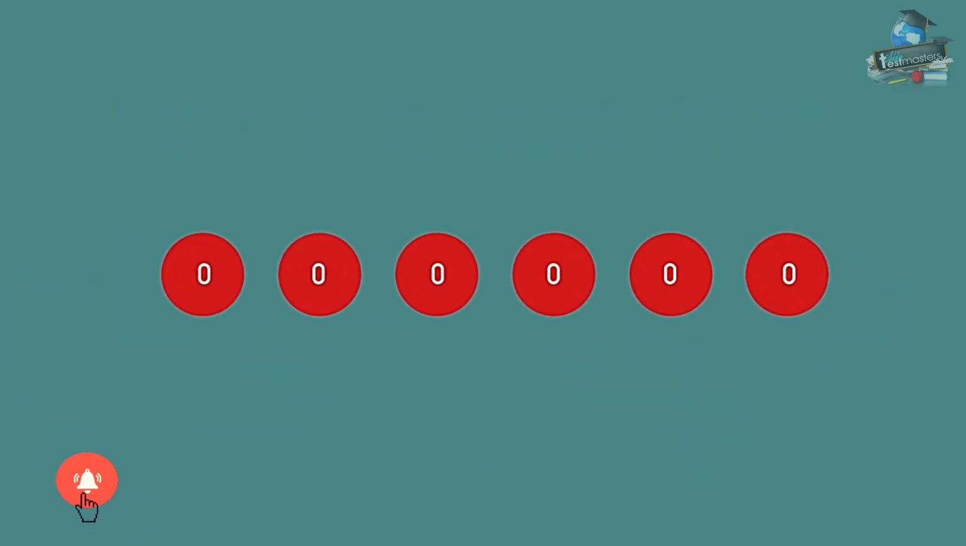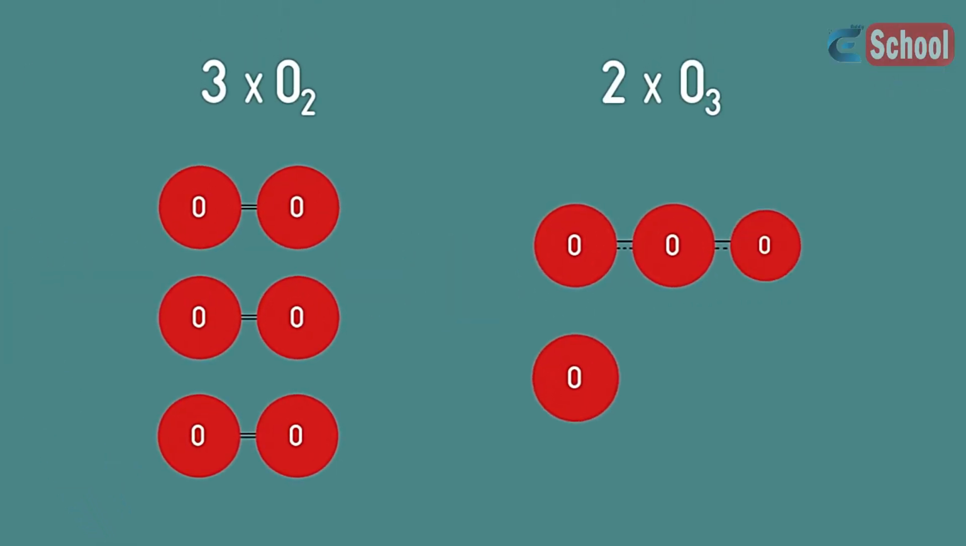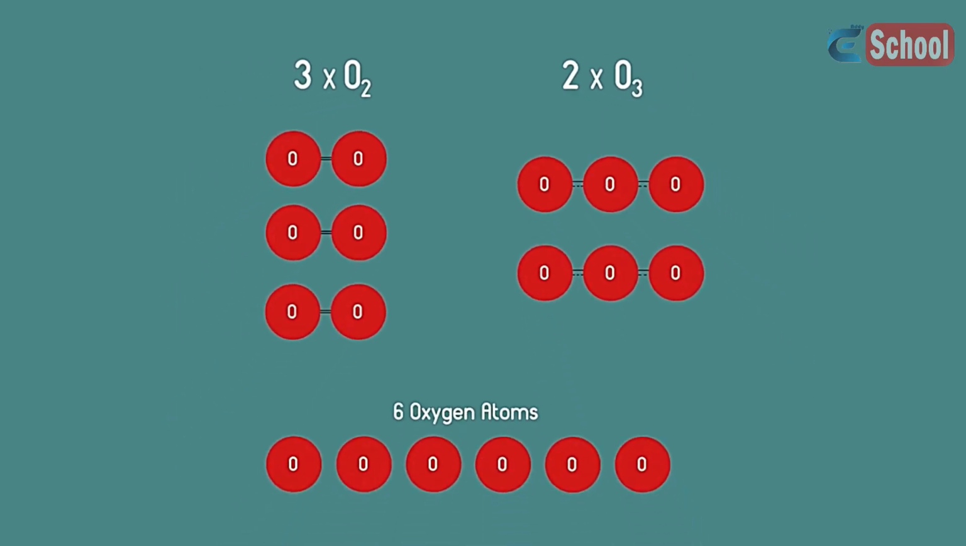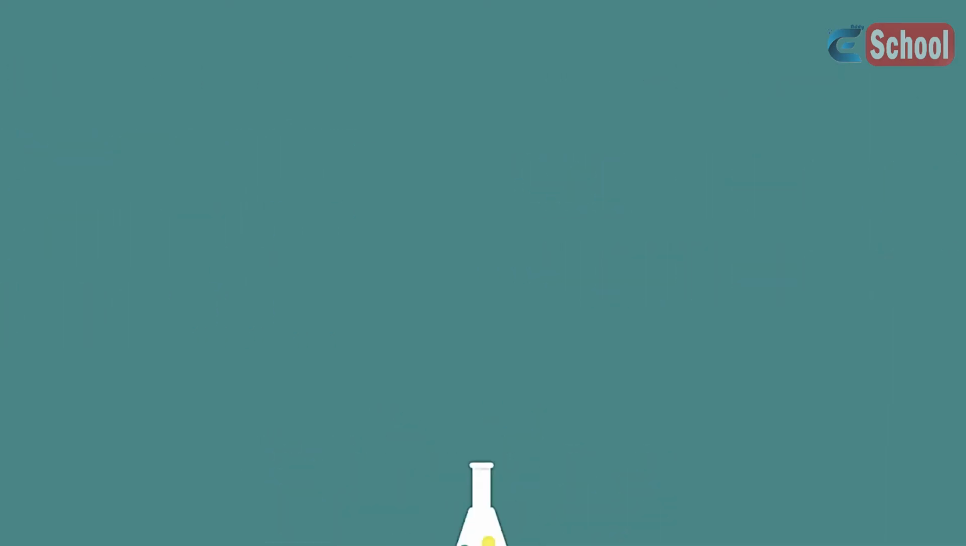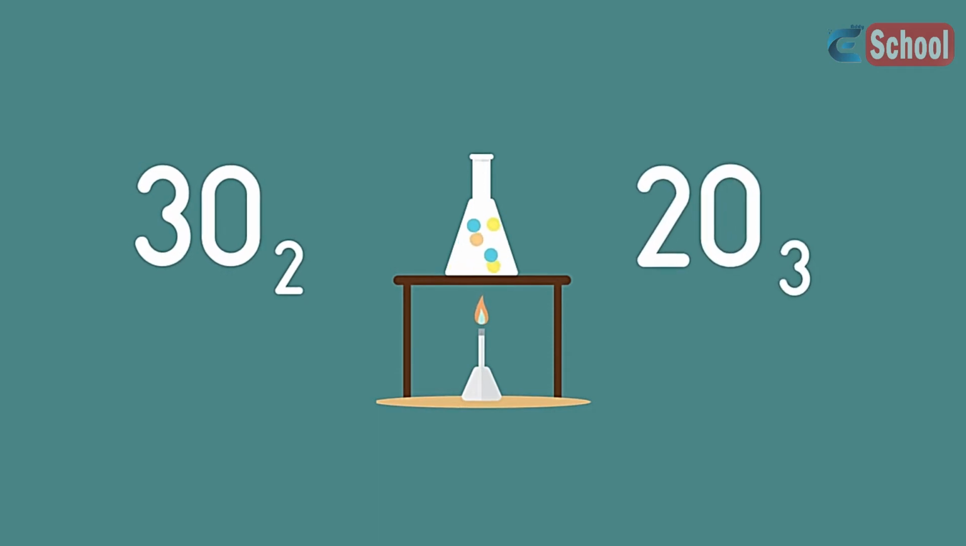differently in compounds. So here there are 6 oxygen atoms, and here, and here. But these are 3 different ways of arranging the atoms. Chemical reactions are all about rearranging atoms. Chemical reactions can be represented by symbol equations so long as the number of atoms on each side of the equal sign remains the same.